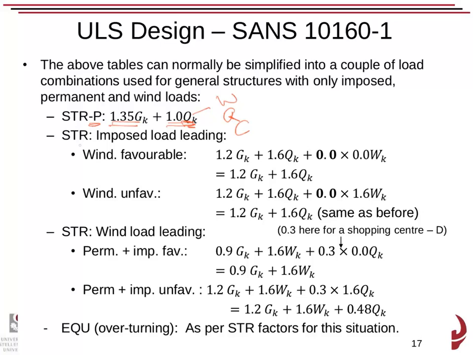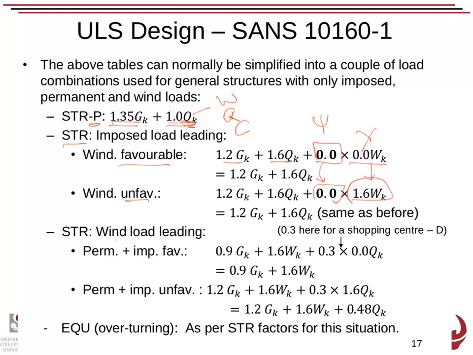Then we've got our STR case, imposed load leading. So we've got an imposed load 1.2 plus 1.2, and then remember what I showed you earlier, 0 times wind. Wind favorable means it makes the load less, so we try to have it as low as possible. Wind unfavorable makes the force worse, so use a different gamma factor, but in fact the combination, the psi factor, is the same each time, it's 0, so it just disappears off.